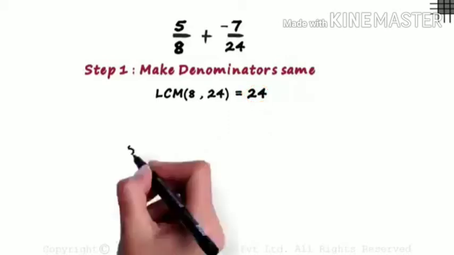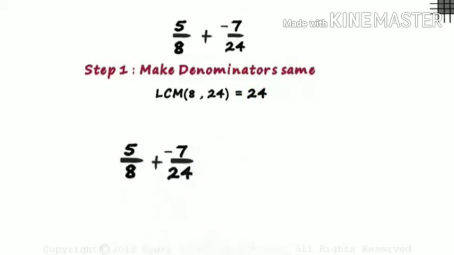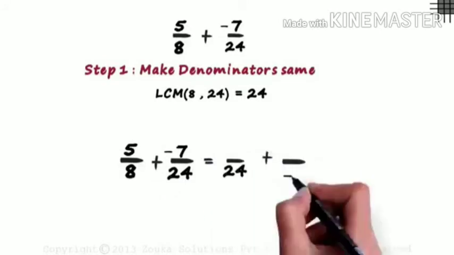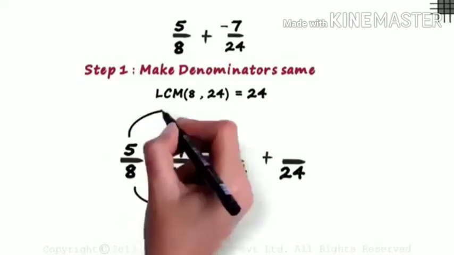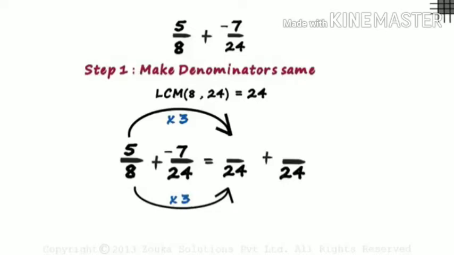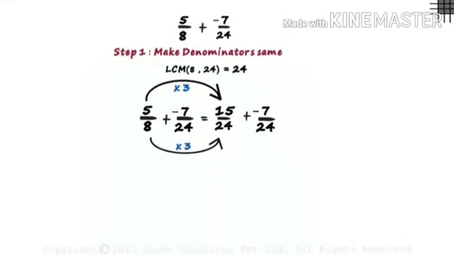We have to write the sum of 5 by 8 and minus 7 by 24 as the sum of some number upon 24 and some number upon 24. So to get the denominator of the first rational number equal to 24, we have to multiply it by 3. 8 times 3 is 24. To keep the value of the rational number unchanged, we also multiply the numerator by 3. And 5 times 3 is 15. Hence, 15 by 24 becomes our first rational number. The denominator of the second rational number is already 24, hence we keep it as is. We have to add these two numbers now.